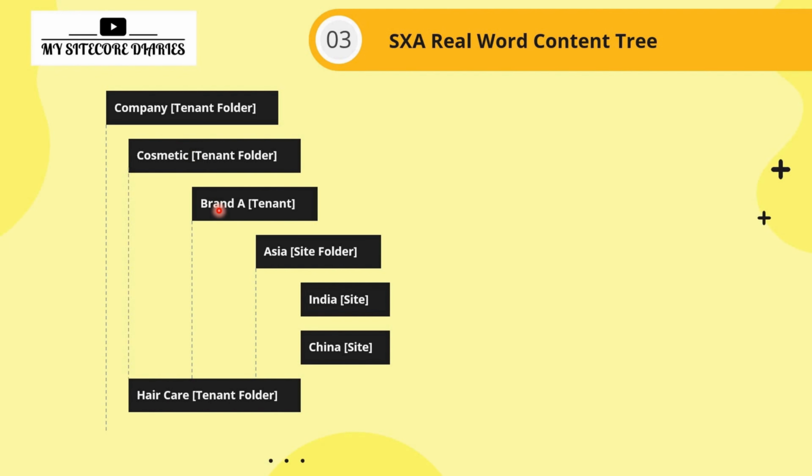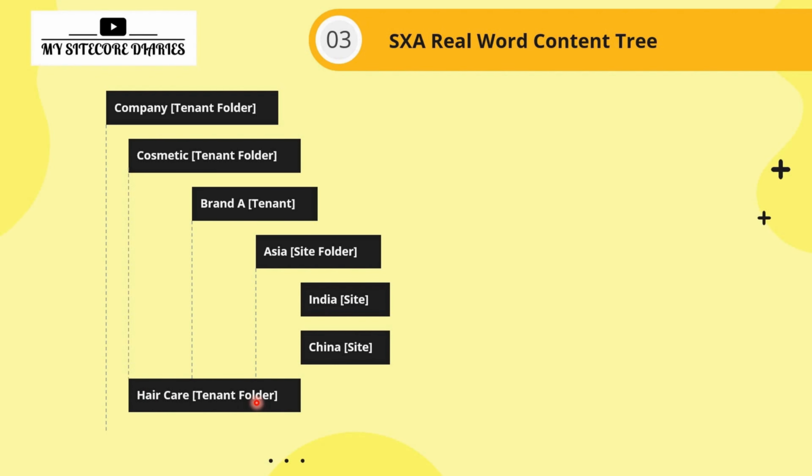In the cosmetic department, you have multiple brands, like brand A and brand B. Those kinds of tenants you can create. Within the brand, you can have the site folder. So you can divide all your sites by region, right? You can have an Asia region website, a Europe region website, an American region website. So Asia is your site folder, and within that you can have country wise websites, like an India website and a Chinese website. That kind of structure you can add.